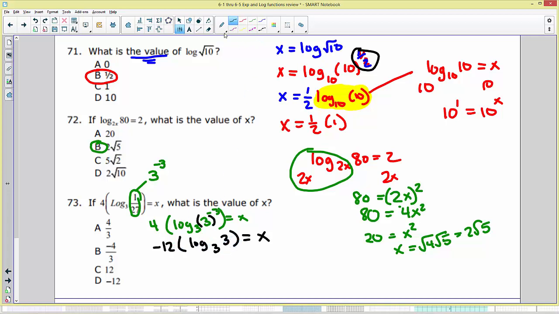And this is easy. We've talked about this many, many times. You have to just kind of know this. Log base anything of that same thing is equal to 1. So the final answer here is negative 12. X is just equal to negative 12 times 1. Okay, and that's D.